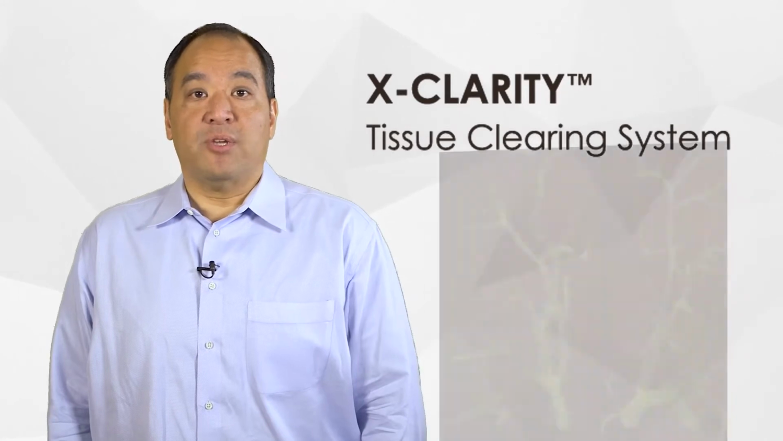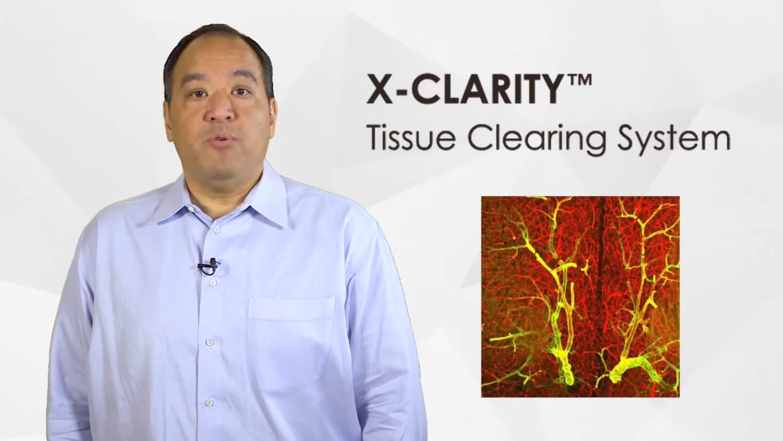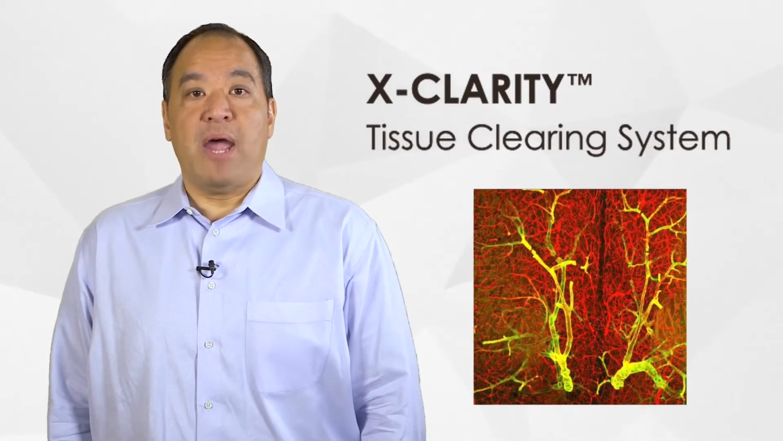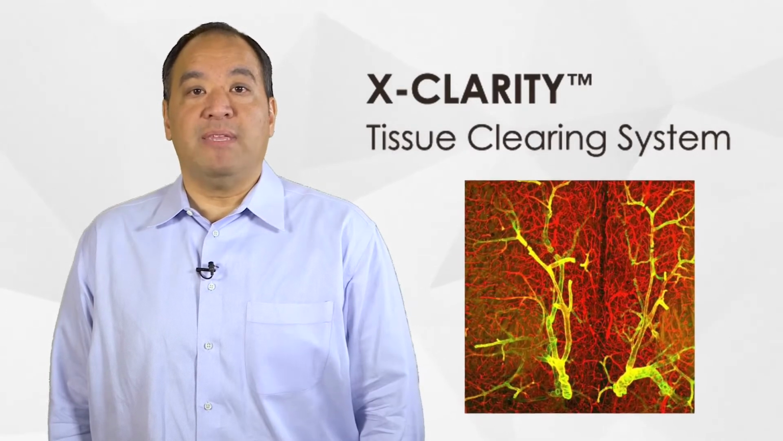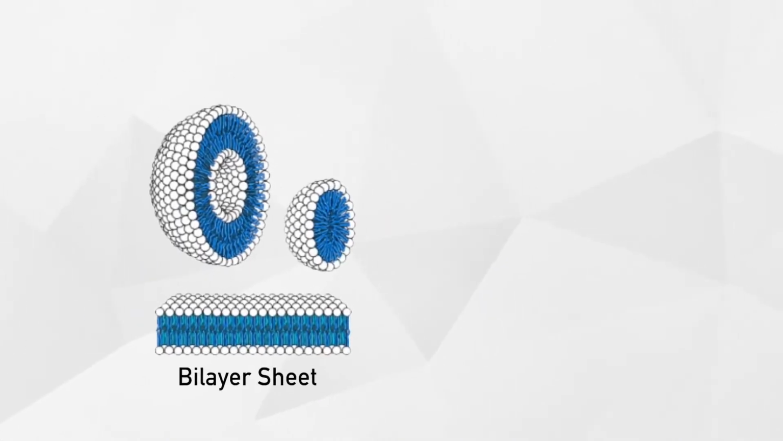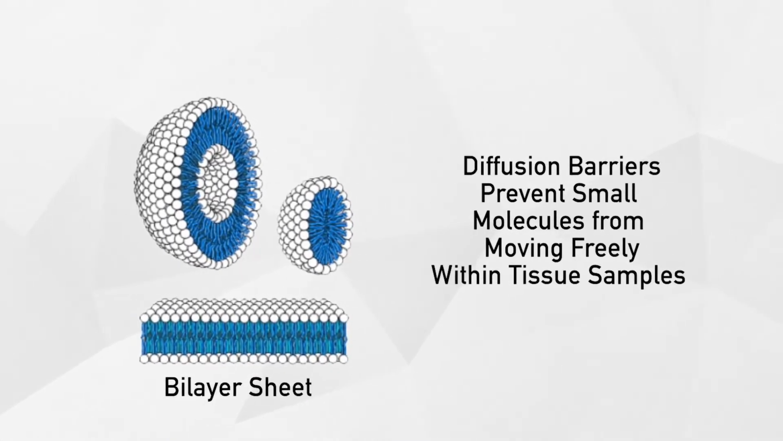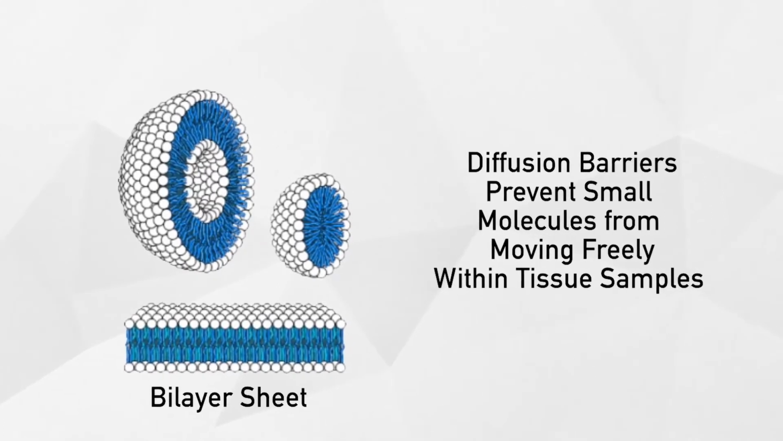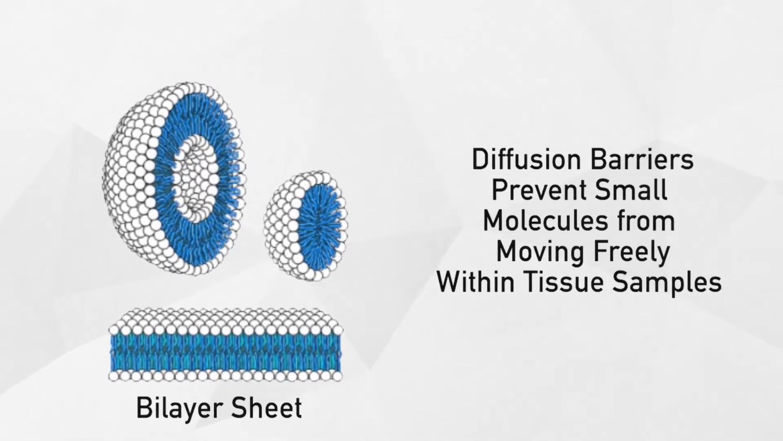By virtue of the purpose they serve, lipid bilayers create barriers that make it difficult to image deep within intact tissue, specifically keeping the tissue opaque and milky and causing light scattering. Lipid bilayers also create diffusion barriers that prevent small molecules from moving freely within tissue samples, which in turn poses a challenge for techniques such as immunostaining.